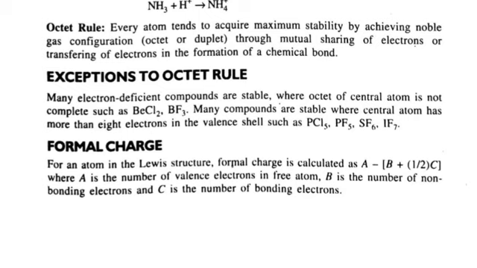Now let us discuss formal charge. Each element has a different valency or different oxidation state in a compound. For an atom in a Lewis structure, the formal charge is calculated as valence electrons minus lone pair electrons minus half of the shared paired electrons. So you can see here how the formula is written, and you can determine it by this.